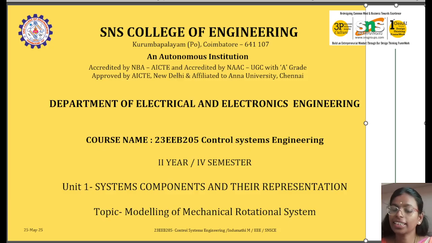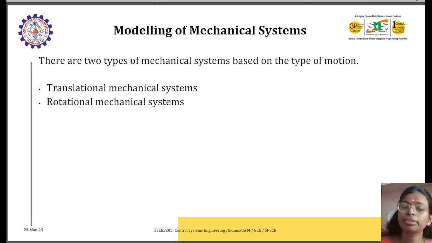For control systems, we have two types of mechanical system. One is the translation system, the other one is the rotation system. The translation system is nothing but objects which move in a straight line. Next comes the rotation system, which is what we are going to discuss in this session.